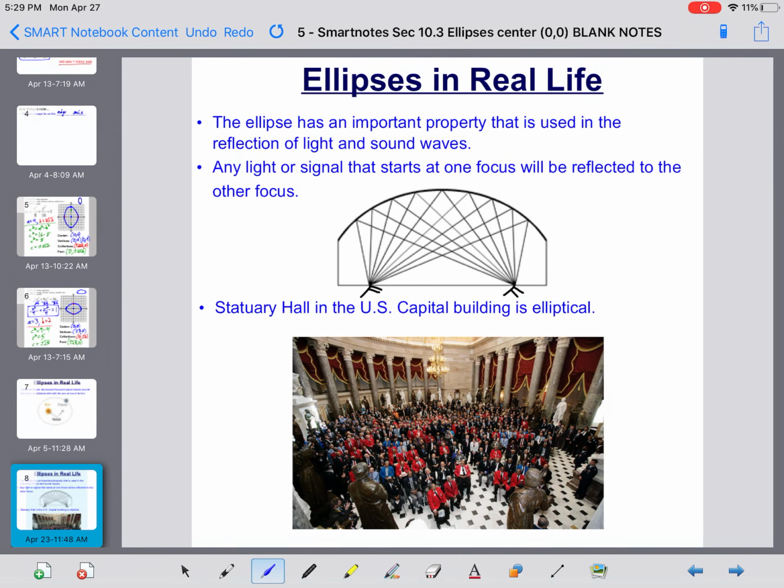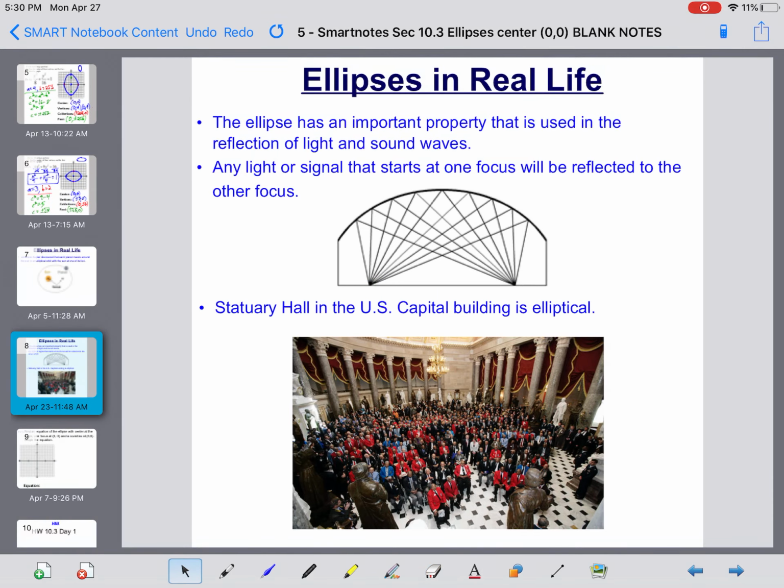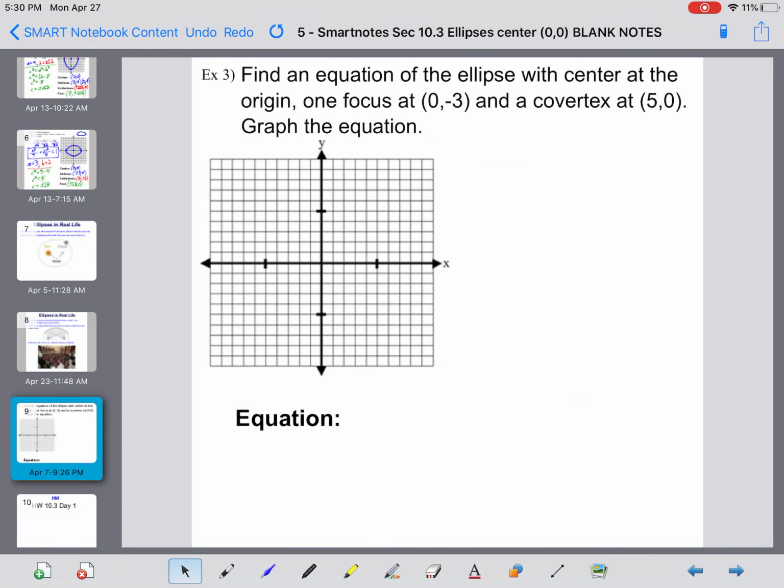Another cool application of ellipses is called a whispering gallery, where one person stands at one focus, the other person stands at the other focus, and you can actually whisper from one person to another across the room. The reason is that the sound waves reflect off this elliptical dome-shaped roof and go right to the other focus. We'll talk more about that when we do applications. I just wanted to show you where these are going.